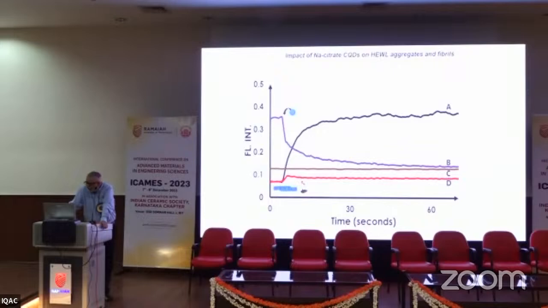So we were very excited. Now the reviewer is always smarter than me. I don't know about you, but he's smarter or she's smarter than me. So the reviewer said that what you're saying is fine, but it would simply mean that the THT which was intercalated with the fibrils was knocked off by the carbon quantum dot. That means the fibrils are still there, except there's no reporter. And if there's no reporter, you're blind to what's happening.